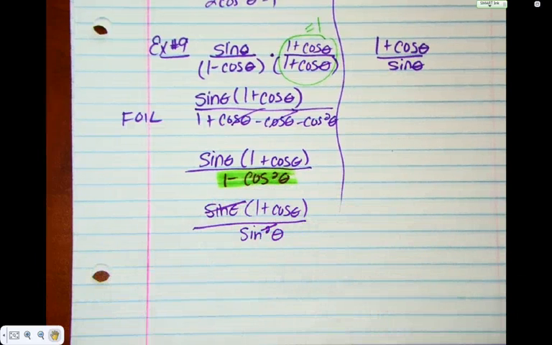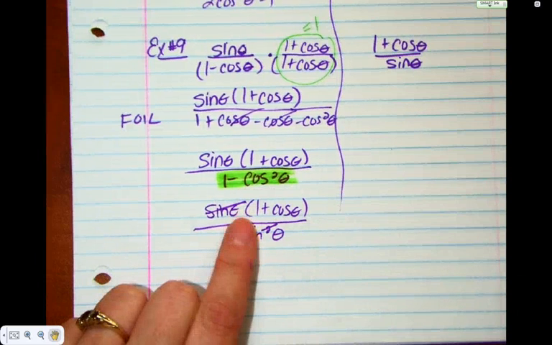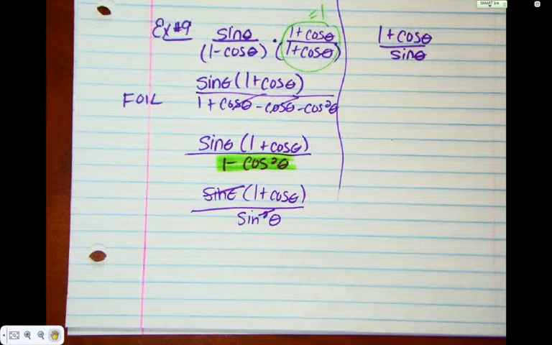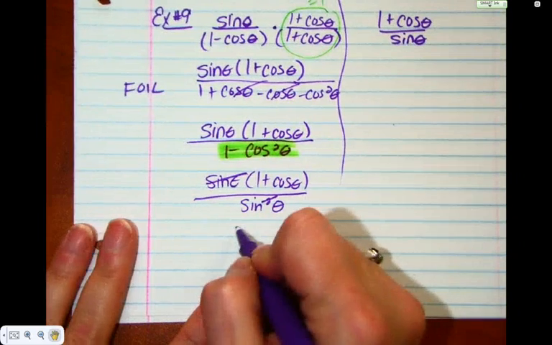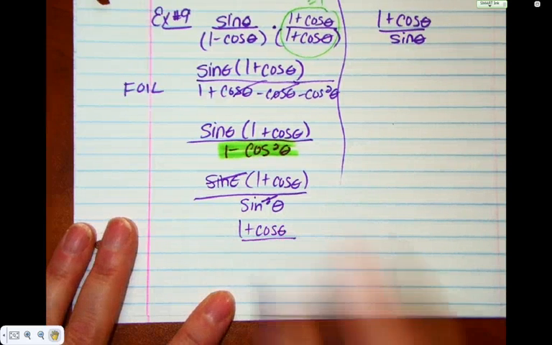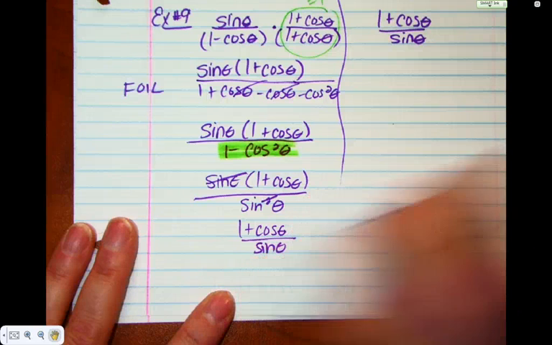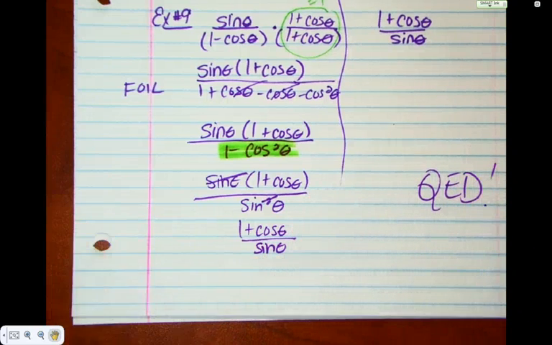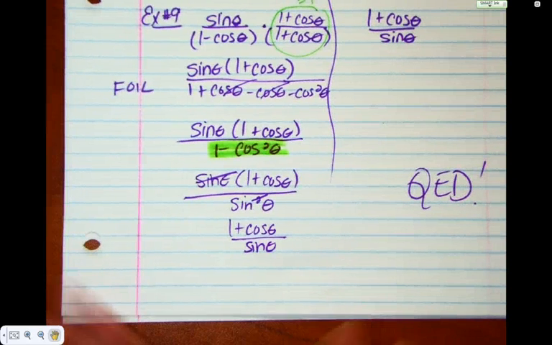Why can I cancel here? Because I'm multiplying this side. I'm not adding it to anything. So as long as we're multiplying, we can cancel. So what's left on the top? On the bottom? And I'm pretty sure the original does not have an exclamation point. It just makes me so happy when we're done.